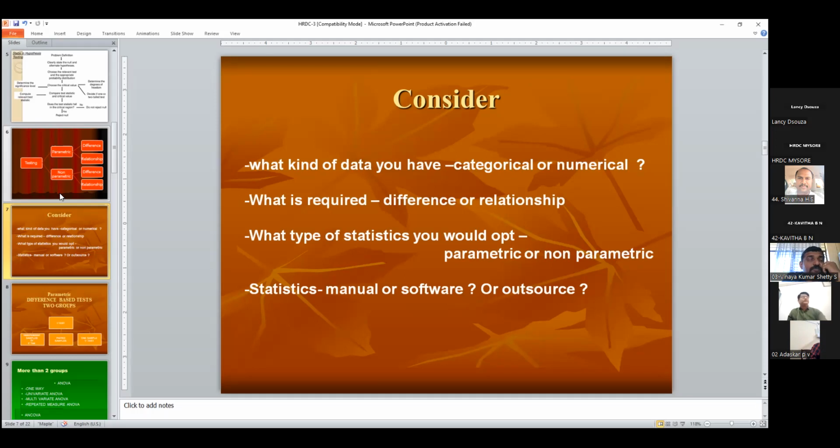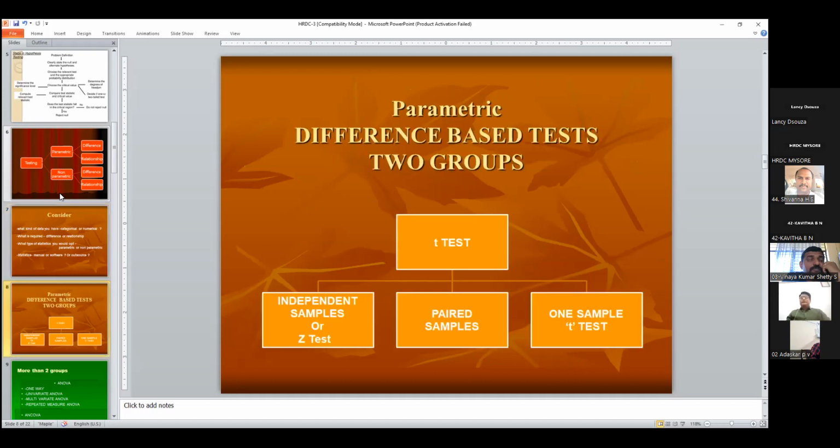So that's our job today: to start with the theory first, and then slowly, if we get enough time, we try to check all the statistical tests. So these are the things you have to consider before you start. Now we start the testing part one by one. So we start with the parametric difference-based tests.